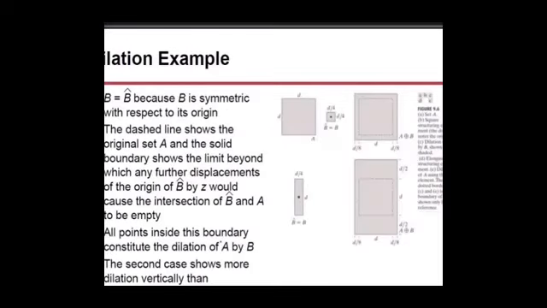So now we will see dilation of this example. Here we have B is equal to B cap, because it has symmetry with respect to the origin. Dilation of A by B is shown by this fourth figure. This is the other figure, dilating function B, and this is A. So if we have dilation of A by B, we get this resultant answer.